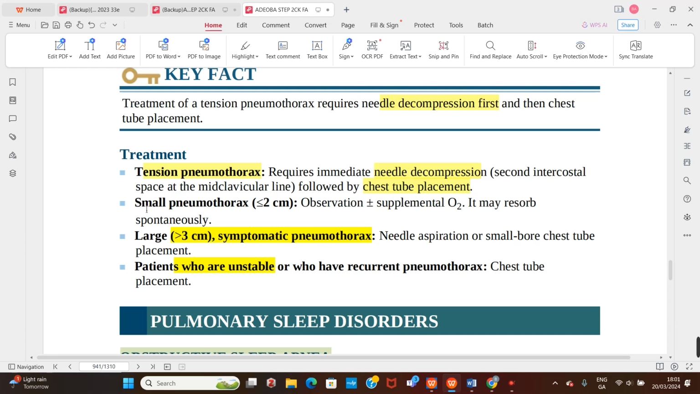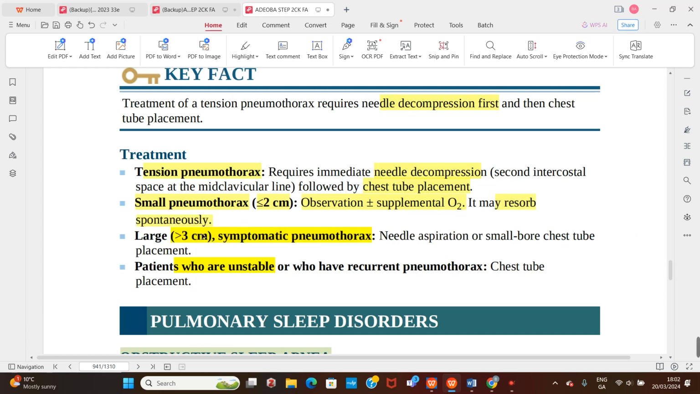Then for people with small pneumothorax, particularly less than 2 cm, there are ways by which they calculate the size of the pneumothorax. Those are radiographic measurements. We don't really need to know them. There are so many methods. But if in our exam they tell us that the size of the pneumothorax is 2 or less, and we are not working with tension pneumothorax, so it's just a simple pneumothorax, we can just observe and give supplemental oxygen if it's needed. It will definitely reabsorb spontaneously.